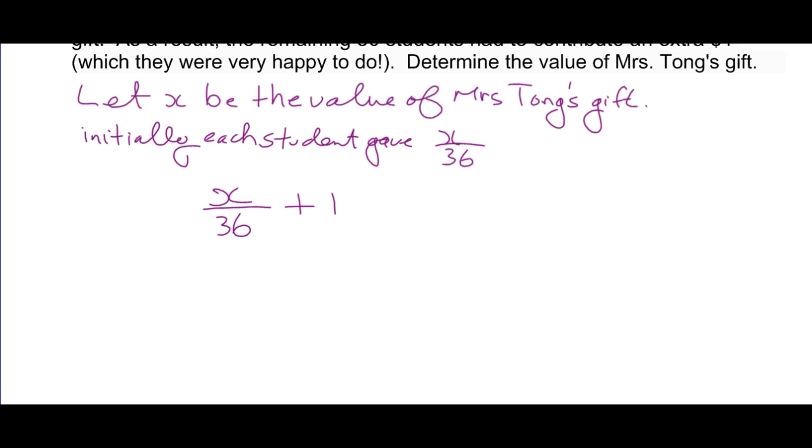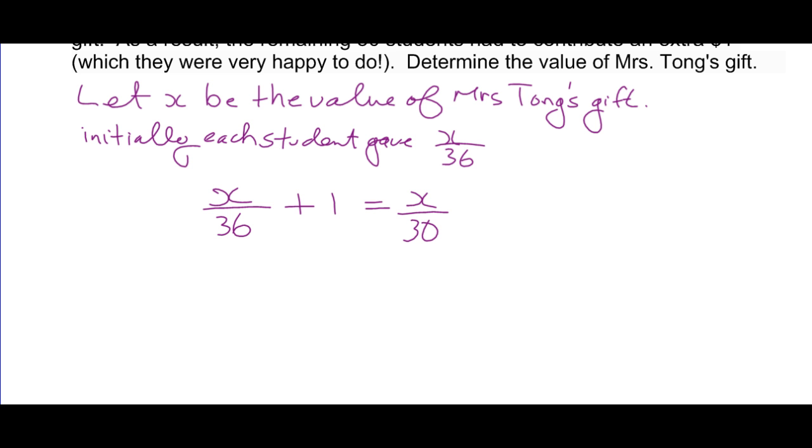Now, how much did each contribute in the end? Well, what are we left with? We still have x dollars, but how many ways are we splitting it now? 30 ways. Obviously it wasn't $72, but if it were $72, then each of them gave 2, and now they had to add an extra 1, and that's their share of the gift. So it's like x divided by 30. The price of the gift didn't change.